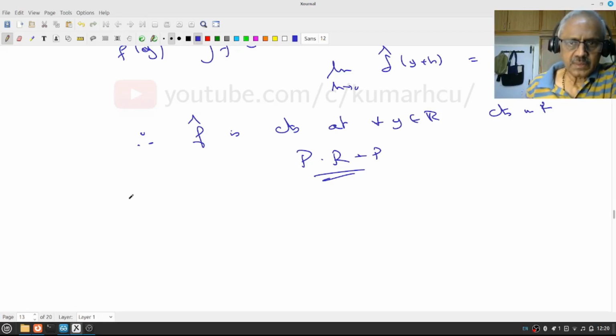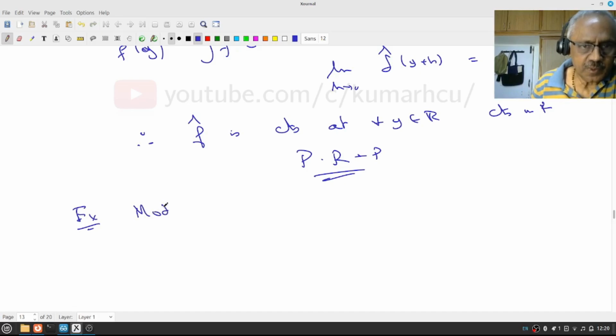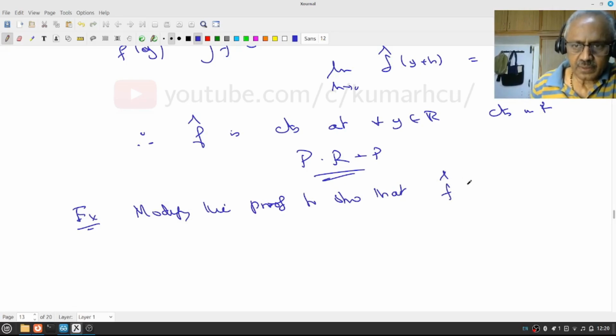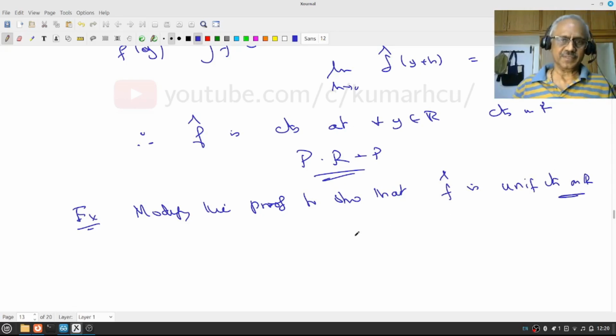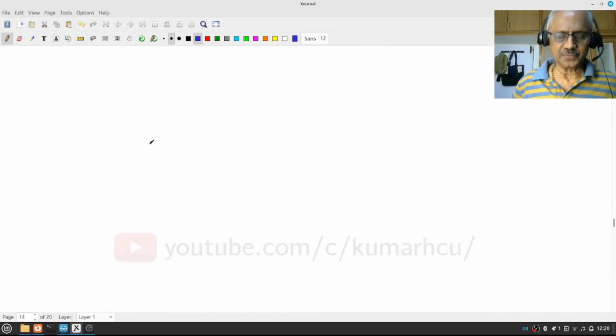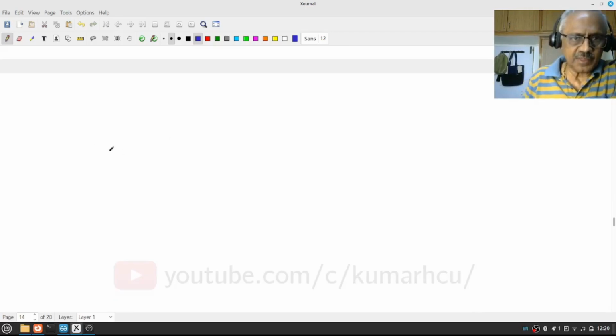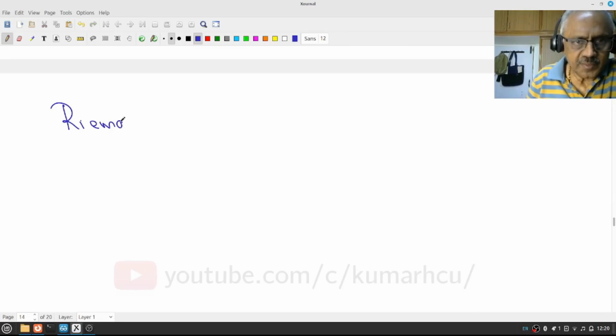Right. The next thing I want to say is, this is an exercise. Modify the proof to show that f hat is uniformly continuous on all of R. You will later see it follows from what we are going to do. Now comes the next thing. This is the famous result known as the Riemann Lebesgue Lemma.